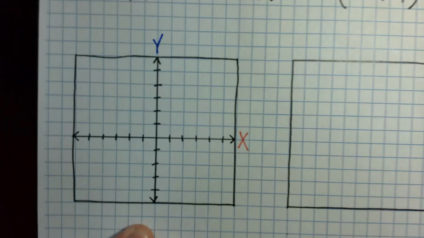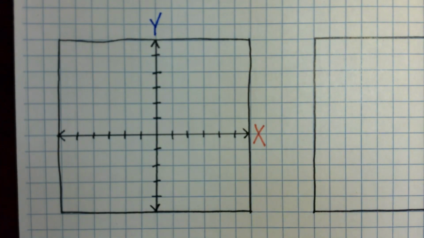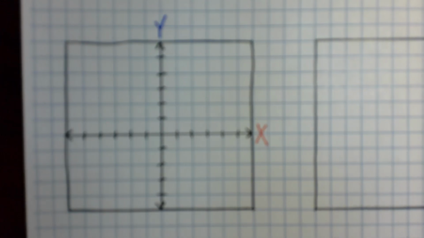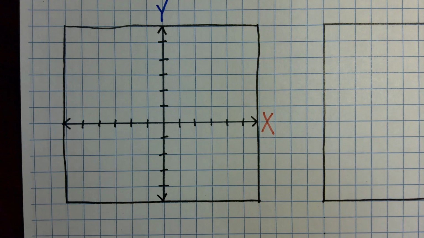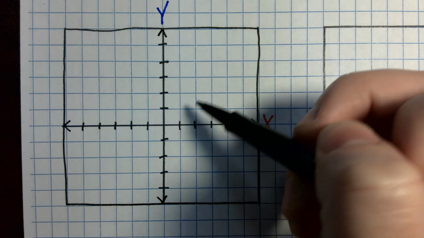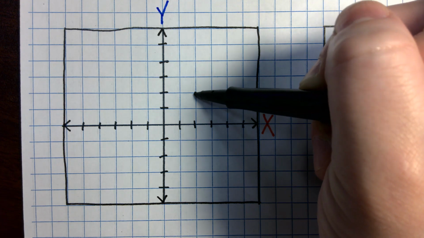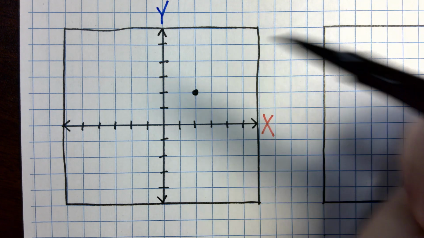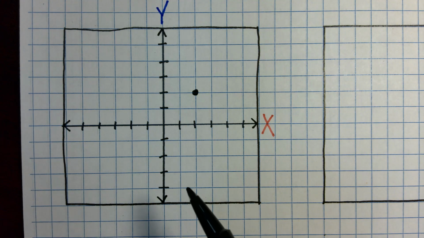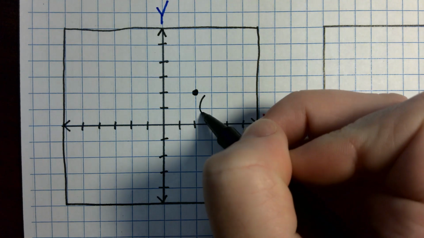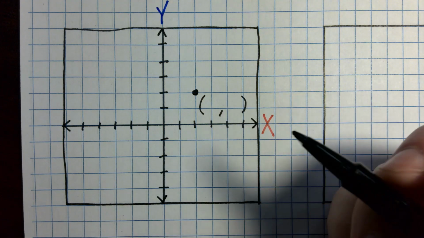I'm going to start by giving you a couple of points. Coordinates. Points or coordinates, they can be called the same thing. I'm going to draw a point right here. And I want you guys to tell me, how could I label this coordinate? What numbers would I put in for my x value and for my y value?